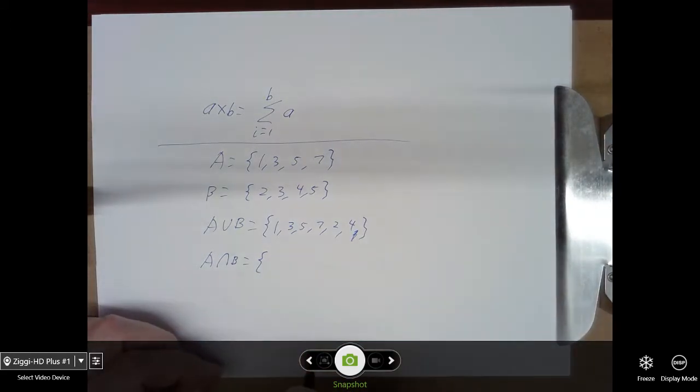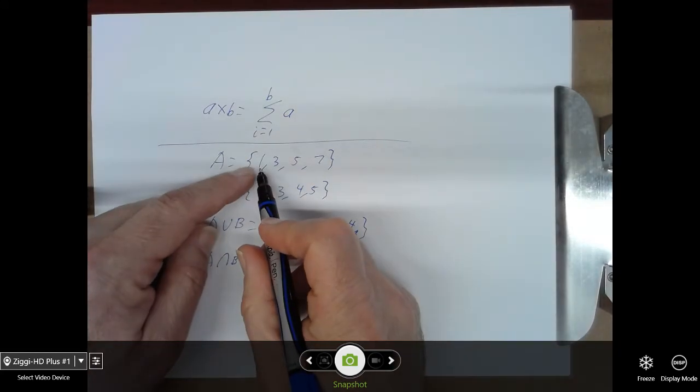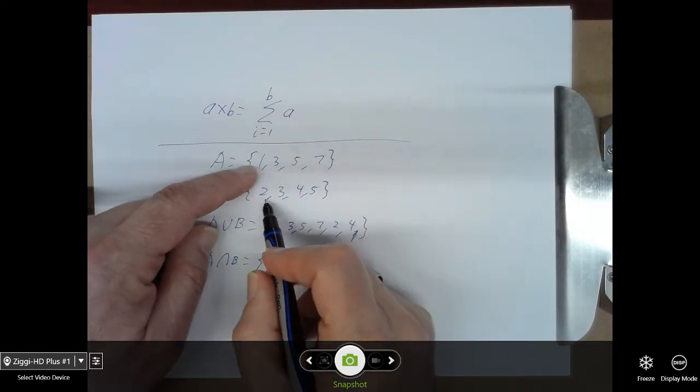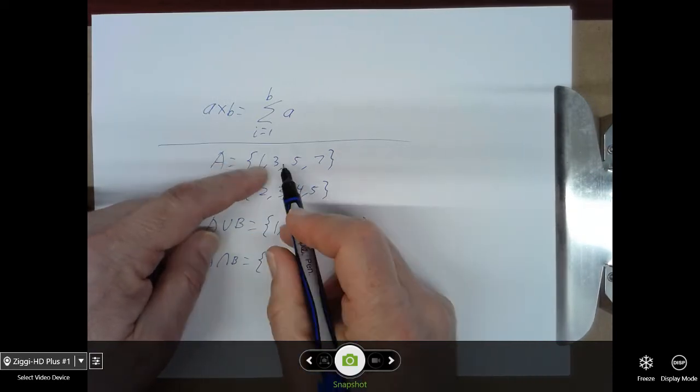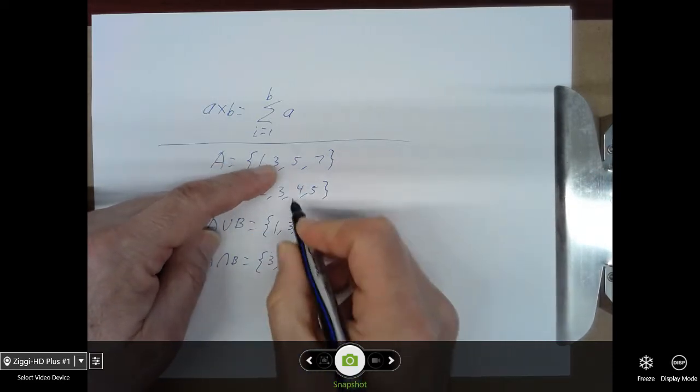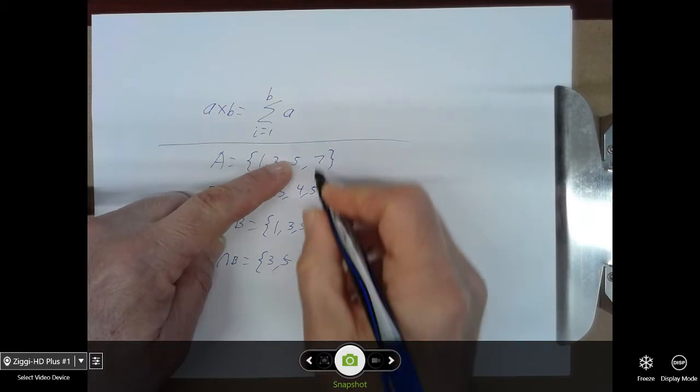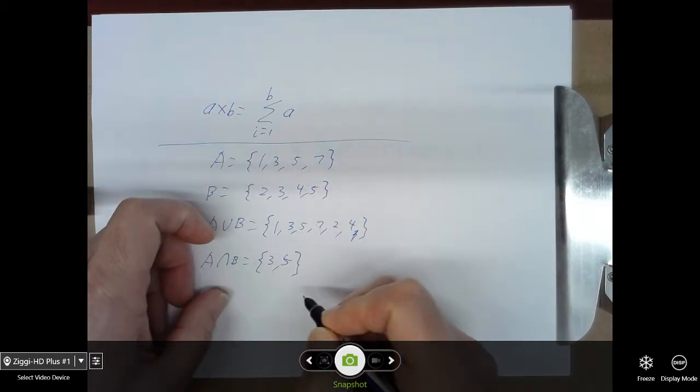Intersection, you need to find things that are common. So you can start with A and go through each element, and if it's also in B, then it's in the intersection. So 1 is not in B, 3 is, 5 is in B, 7 is not. So that's your intersection.